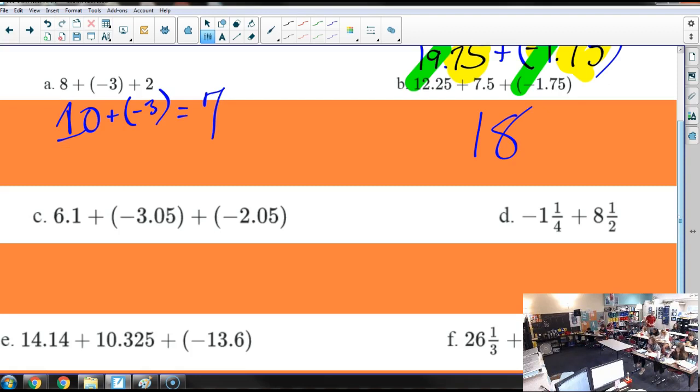So I put the 12.25 with the 7.5. First thing we thought about was what's 12 plus 7. So that's 19. Then 0.25 plus 0.5 is 0.75. There's another way I can look at 0.5 if I want to give it 2 decimal places. It is 50 hundredths. Right, so I have 25 hundredths and 50 hundredths. Does that make sense now?